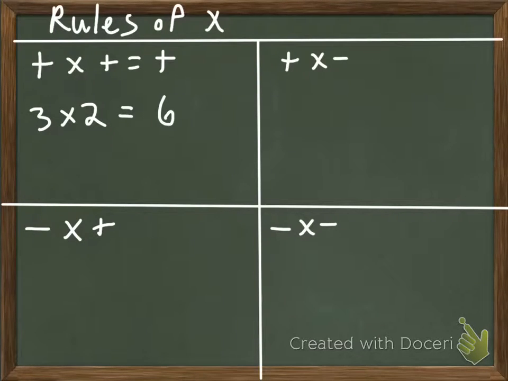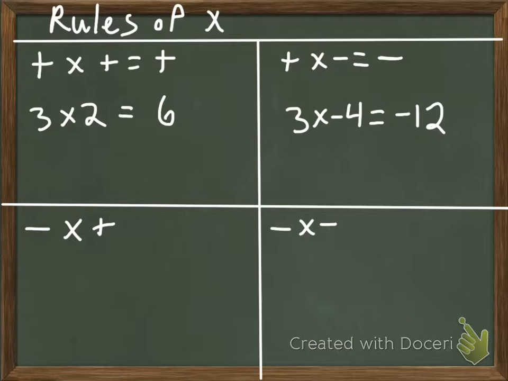Now we're going to do the upper right hand corner, which is a positive number times a negative number. So let's take positive 3 times negative 4. Well, if you put that in the calculator, it gives you negative 12. So a positive times a negative is negative.